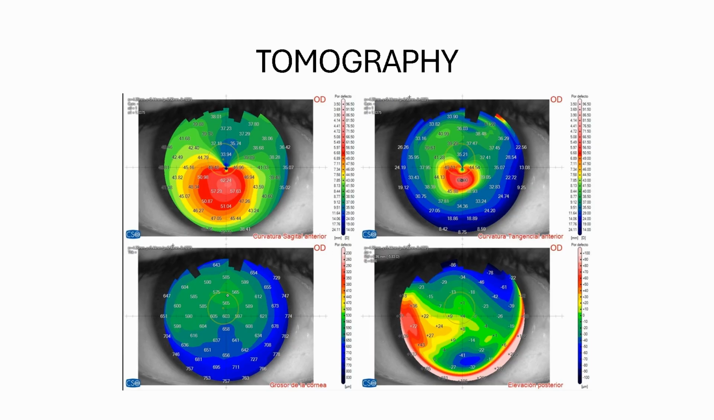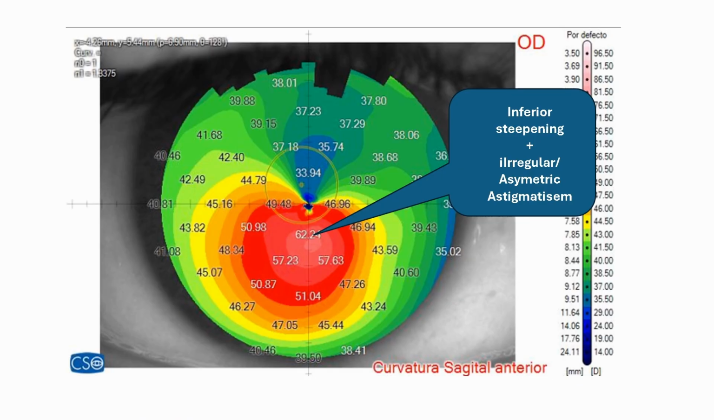The next step was performing a tomography. At first glance, it may seem like another case of keratoconus, but a closer look at the findings reveals something different. Here, on the sagittal map, we can observe inferior steepening with irregular and asymmetric astigmatism, as well as high K values.